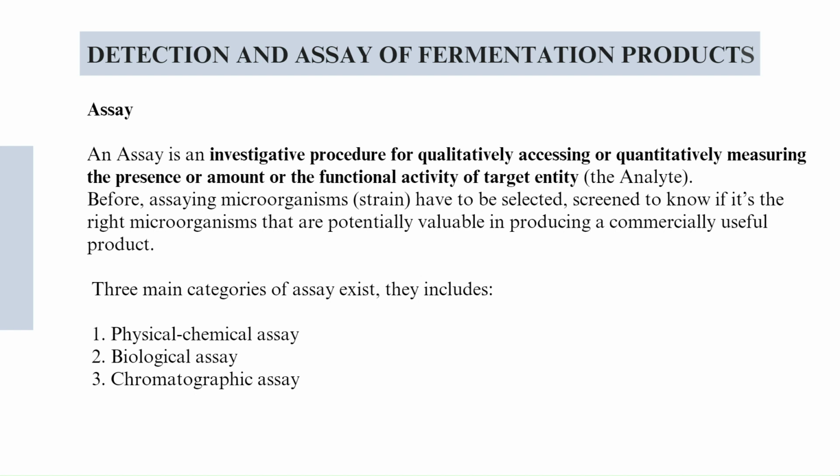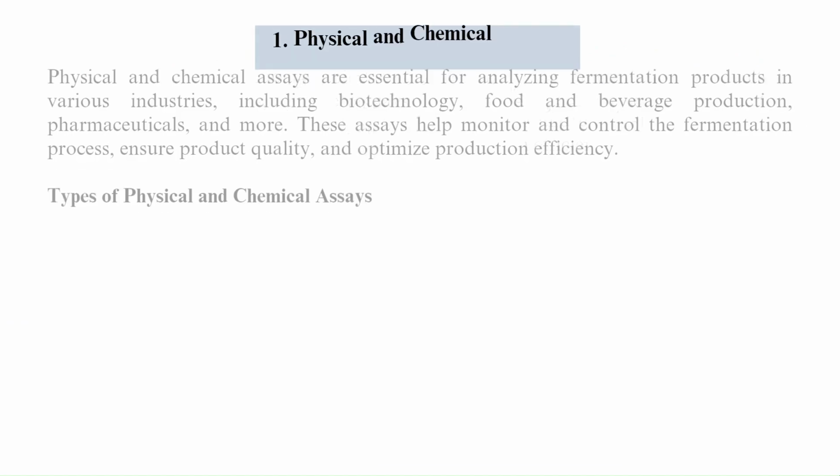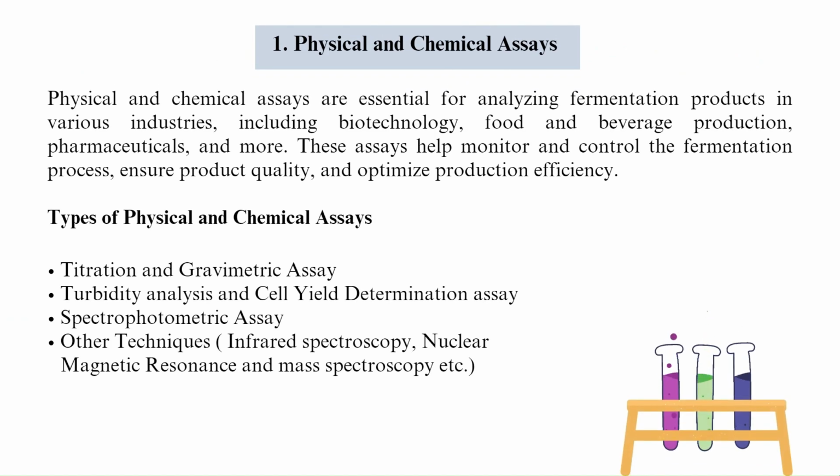Three main categories of assay exist. They include physical-chemical assay, biological assay, and chromatographic assay. Physical and chemical assays. Physical and chemical assays are essential for analyzing fermentation products in various industries, including biotechnology, food and beverage production, pharmaceuticals, and more. These assays help monitor and control the fermentation process, ensure product quality, and optimize production efficiency.